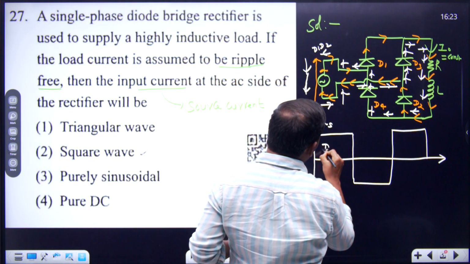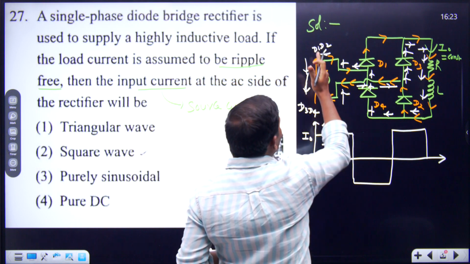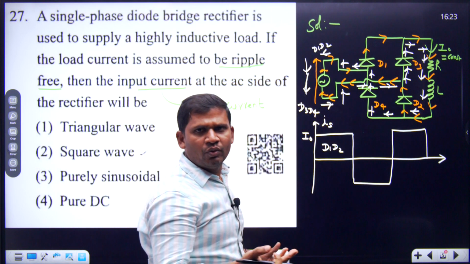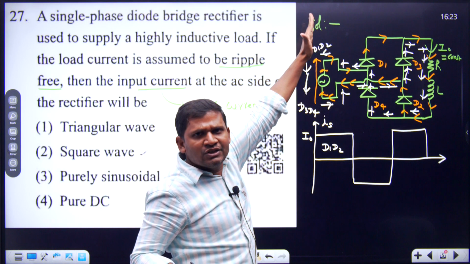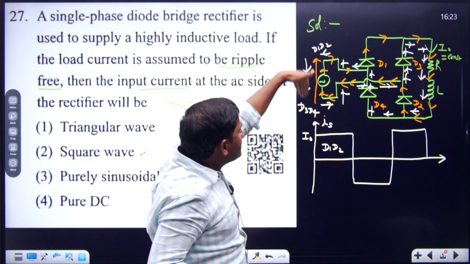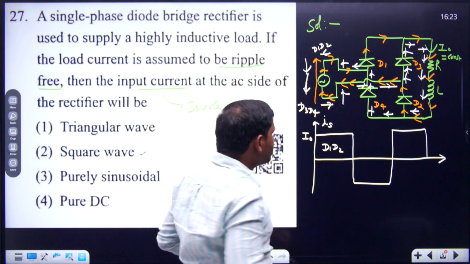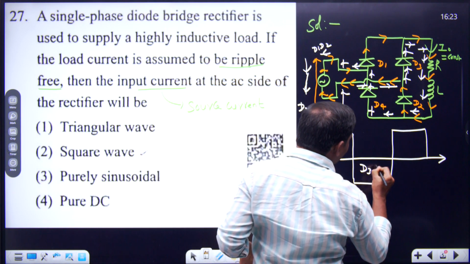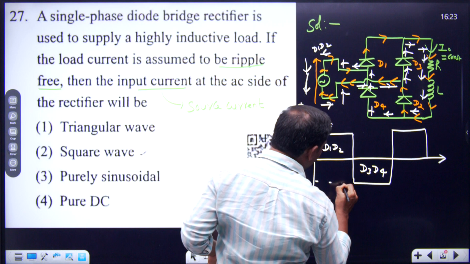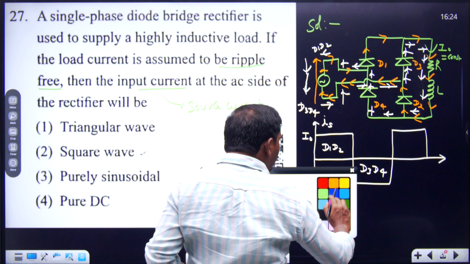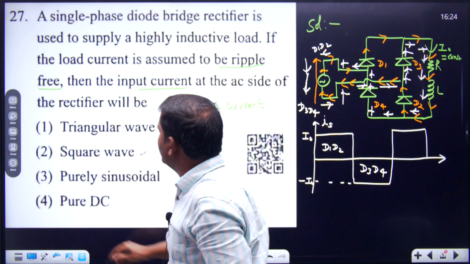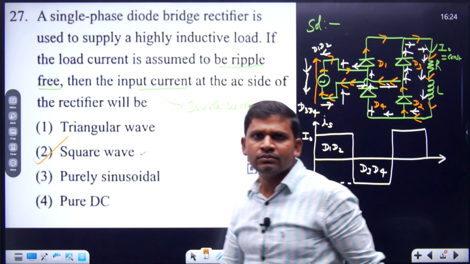Then what is this shape, students? If one is taken as positive, the other is taken as negative. Why, sir? Because if D1, D2 is conducting, current is in one direction. If D3, D4 is conducting, current is in another direction. That's the reason I took the bidirectional nature of the current. Then what is the source current waveform? Square wave. It's a very simple question.